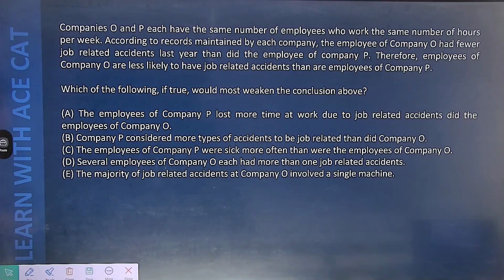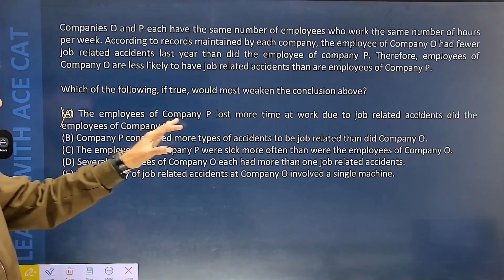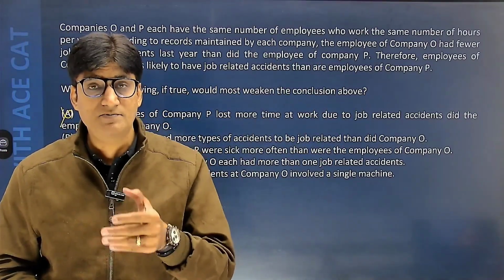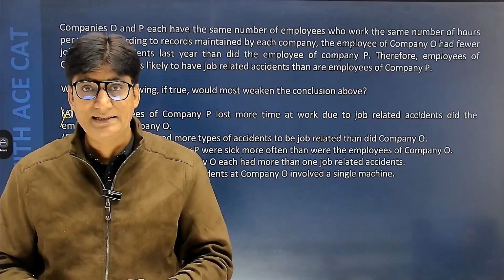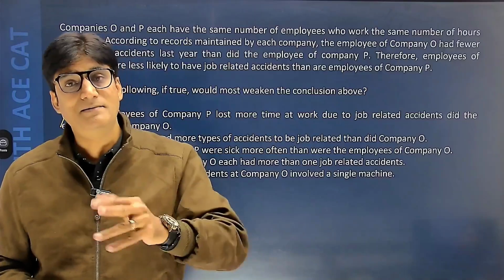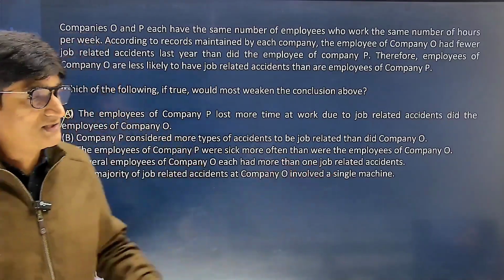Let us see the first option. यहाँ पर मैं थोड़ा सा time spend करूँगा. I'll see all the options. The employees of company P lost more time at work due to job-related accidents than did the employees of company O. In fact, ये तो students answer हो ही नहीं सकता, because ये तो conclusion को strengthen कर रहा है. ये तो in fact ये कहता है कि company P में employees are spending more time for job-related accidents. That itself shows that job-related accidents होने के chances P में ज़्यादा है. ये तो और in fact उस conclusion को strengthen कर रहा है. तो first option is not possible.